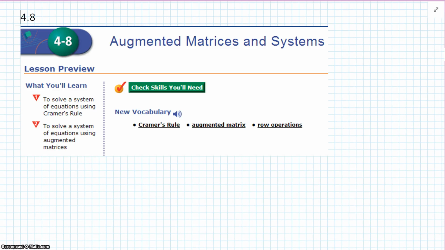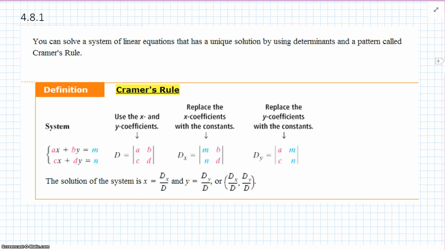All right, Algebra 2, Chapter 4, Section 8. This lesson is about augmented matrices and systems. What are we going to learn today? We're going to learn to solve a system of equations using Cramer's rule. We're also going to learn to solve a system of equations using augmented matrices. So we got some new words we're going to learn: Cramer's rule, augmented matrix, and row operations. So let's get to work.